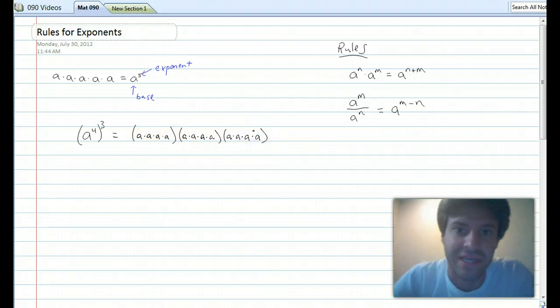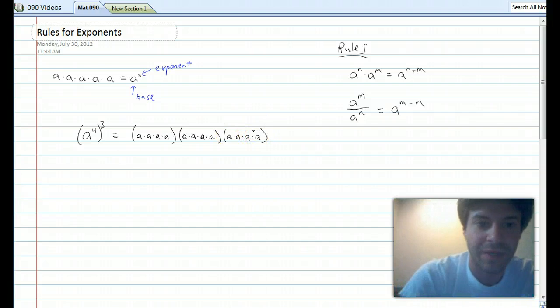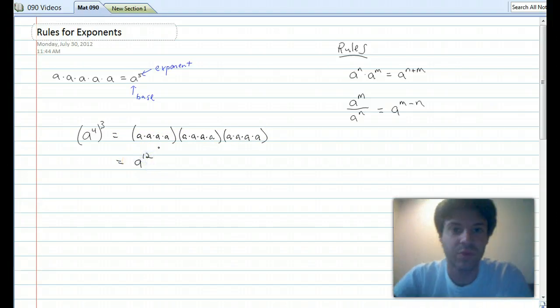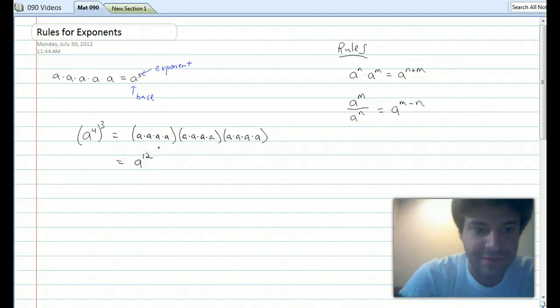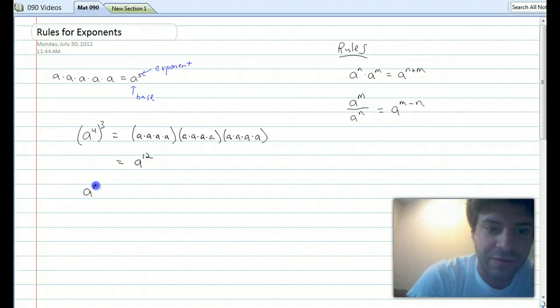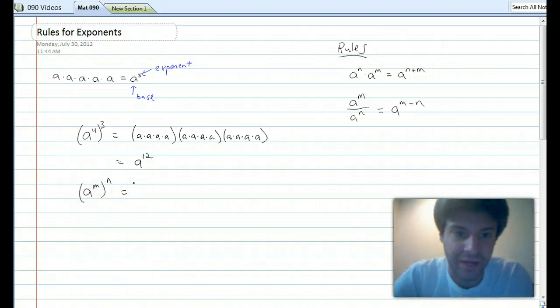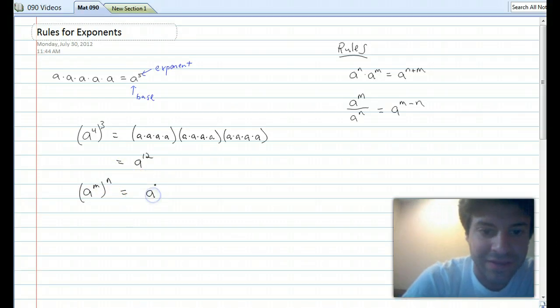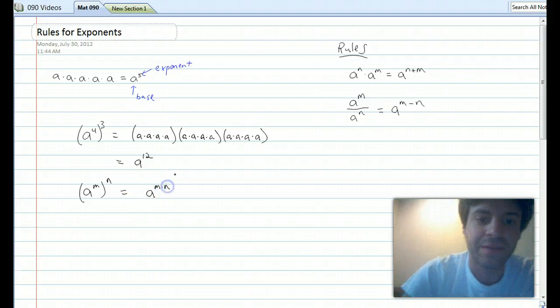Okay, well, how many a's is that? You can count it up, or you might be able to tell right off the bat that you have 4 things 3 times, which is just multiplication. You have 12 of them. And you might think right off the bat that the general rule here is going to be if you have a to some power raised to another power, all you really have to do to get your answer is multiply the two powers. That's a to the m times n power.